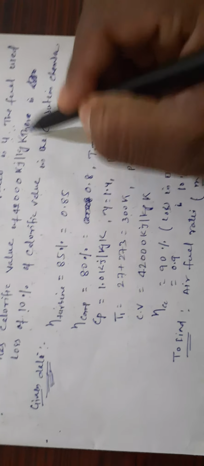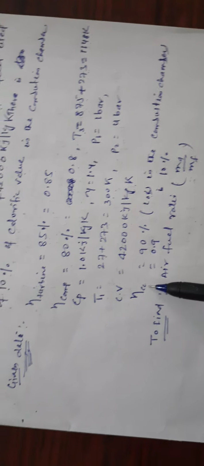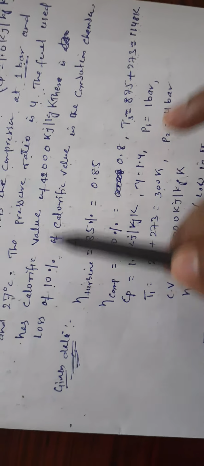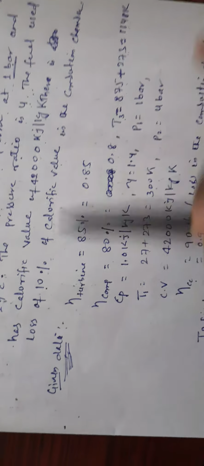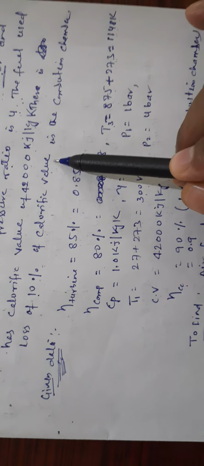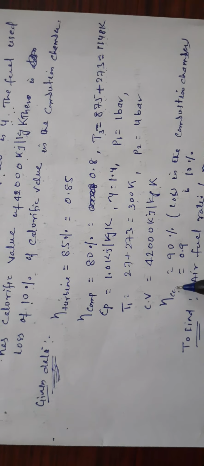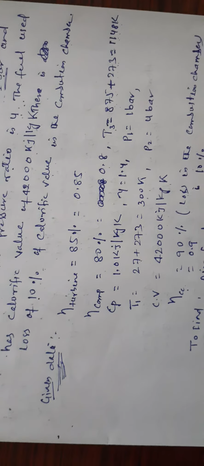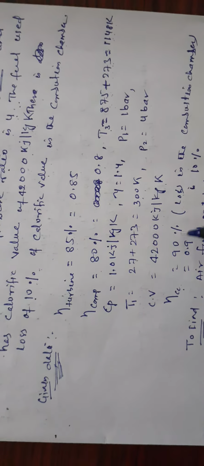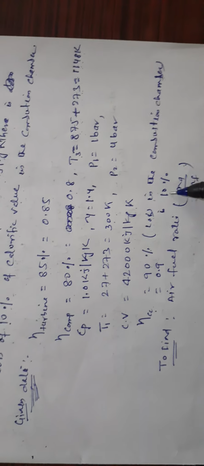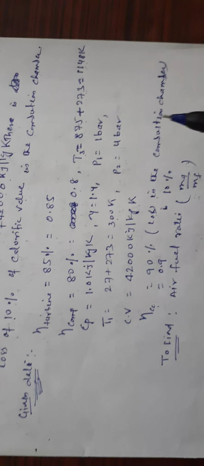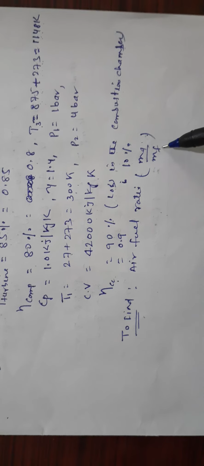Now the efficiency of the combustion chamber. There is a loss of 10% of calorific value in the combustion chamber, so 10% of the calorific value is lost. That is 100 minus 10, so 90% is effective. What we have to find is the required air fuel ratio, which is nothing but ma by mf.